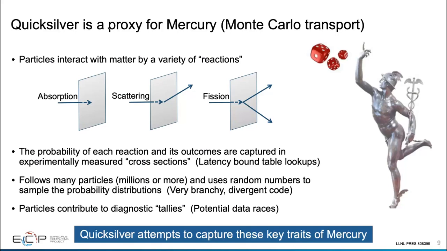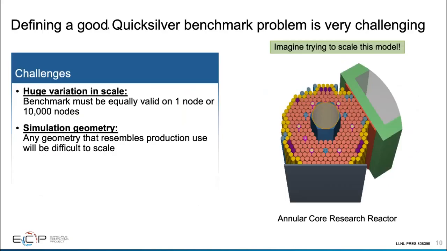Now, we decided that we wanted to use Quicksilver as a benchmark in the Coral 2 procurement. And it turned out to be a pretty big challenge to formulate a problem. So let's talk about a couple of the challenges right off. First of all, we needed a benchmark that was going to be equally valid on practically any number of nodes, anywhere between 1 and 10,000 or even more nodes.